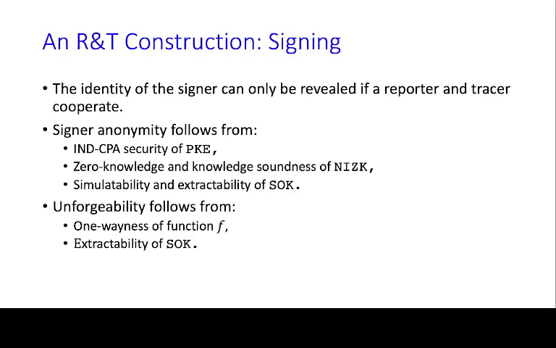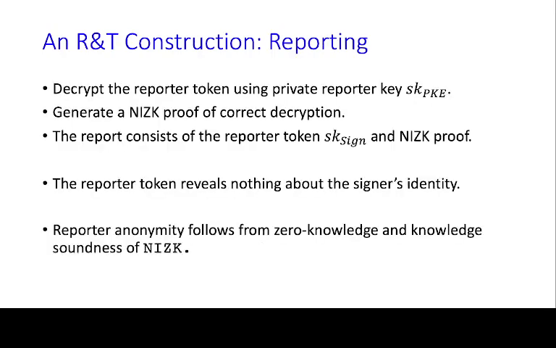Okay. Then, to report a message, a ring member decrypts the reporter token using their private reporter key. The reporter also generates a zero-knowledge proof of correct decryption. Because the reporter token is a freshly generated decryption key, it doesn't reveal anything about the signer's identity, so the signer remains anonymous. As each reporter decrypts the same reporter token, reporter anonymity is guaranteed if the zero-knowledge proof satisfies zero knowledge and knowledge soundness.